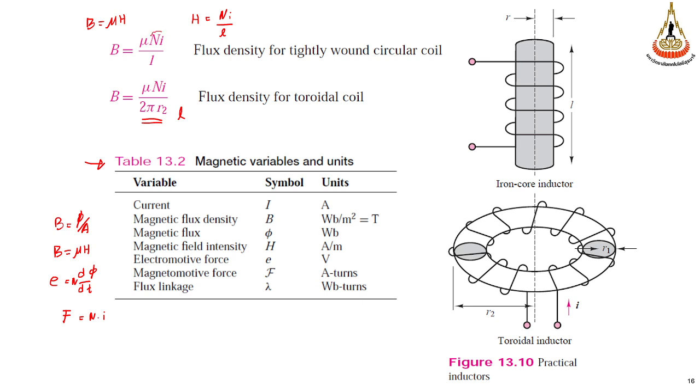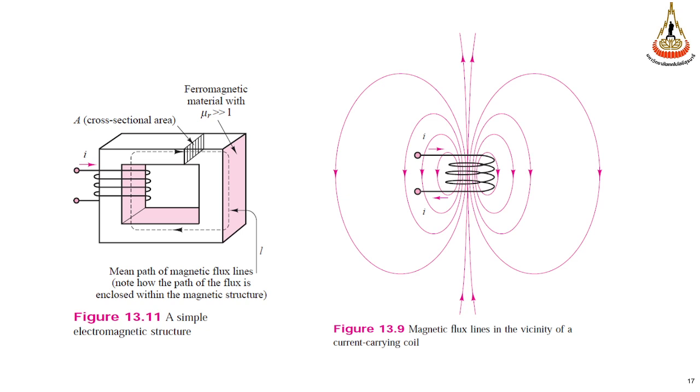Therefore, this is F, right? So we can have this relation. B is mu F divided by L. Then F is BL by mu, just like this. So if we consider the magnetic circuit now, we come to magnetic circuit.